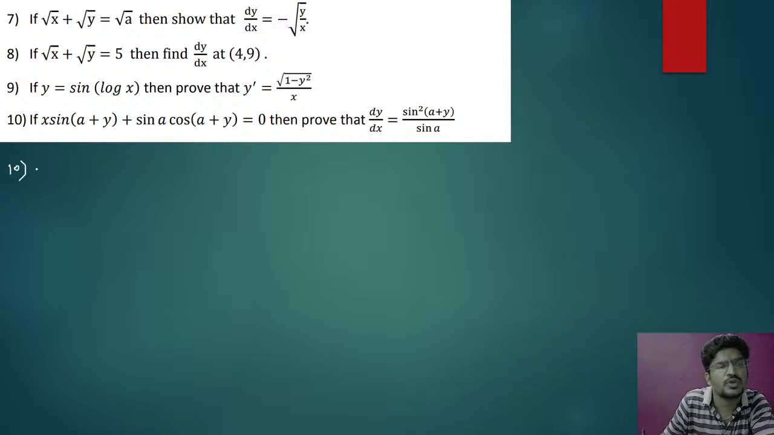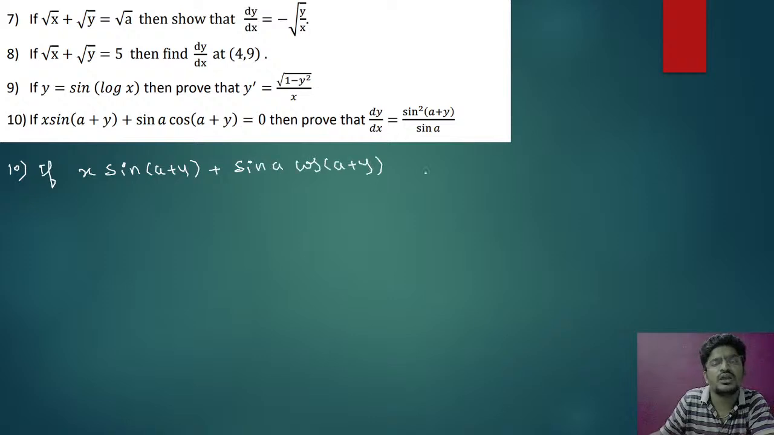So you see the 10th problem, that is if x into sine of a plus y plus sine of a into cos of a plus y equal to 0. Now you have to prove that dy by dx equal to sine square a plus y divided by sine a.